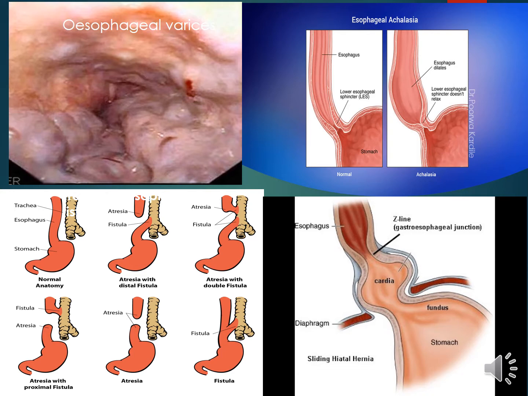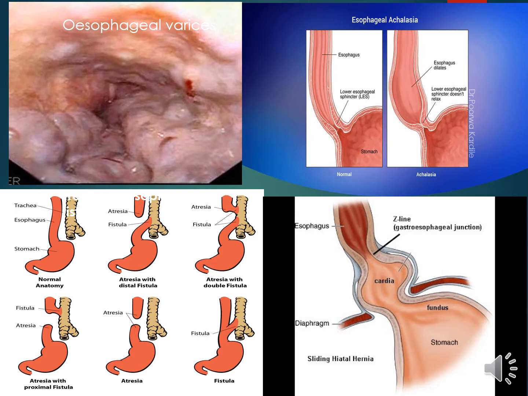In case of portal hypertension, mainly due to liver cirrhosis, there is increase in the shunting of blood from portal to caval system through this collateral channel, and thus it causes dilatation and tortuosity in the collateral vessels present in the esophagus, and it is known as esophageal varices. When they rupture, they cause hematemesis, which may be fatal.